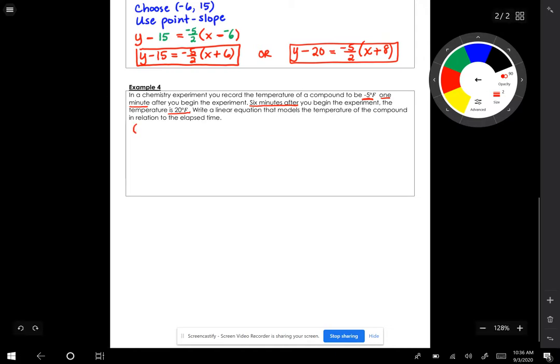So after 1 minute, the temperature is -5 degrees Fahrenheit. After 6 minutes, the temperature is 20 degrees Fahrenheit. So writing that as ordered pairs, that's (1, -5) and (6, 20). And we do this problem the same as the problem above, because we don't know the slope. So the first thing we're going to do is label. Next thing we're going to do is find the slope.